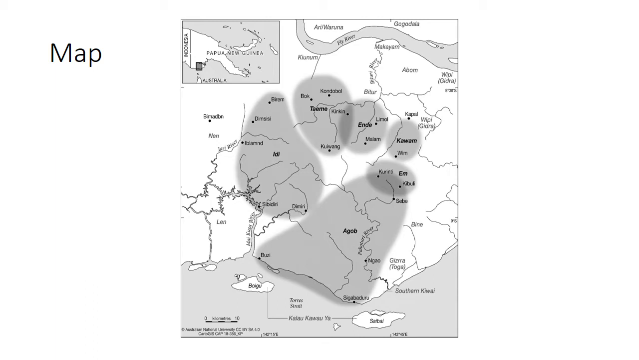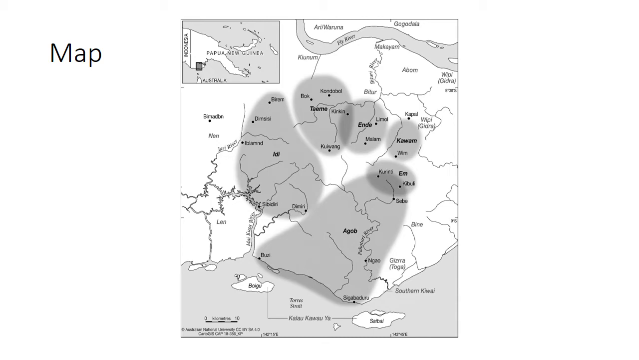From west to east, we have Idi and Tame. You can see the village Dimsisi, which is where Dineke did her fieldwork. East of Idi and Tame, you find Ende, Kawam, Em, and Agob. In the Ende circle, you'll see the village of Limol, which is where I did my fieldwork and gathered the data for this presentation.